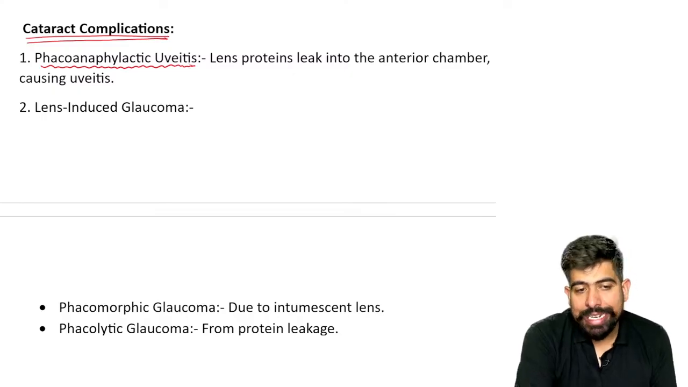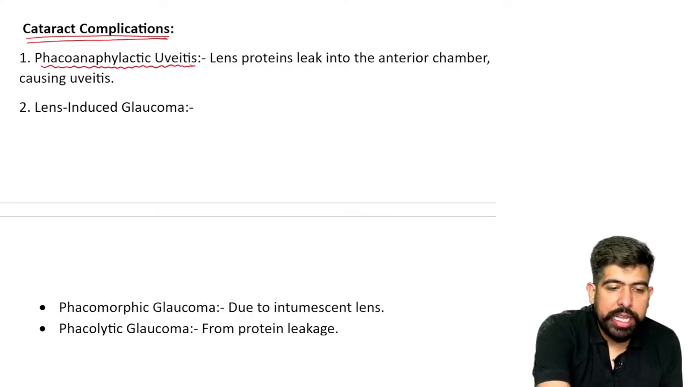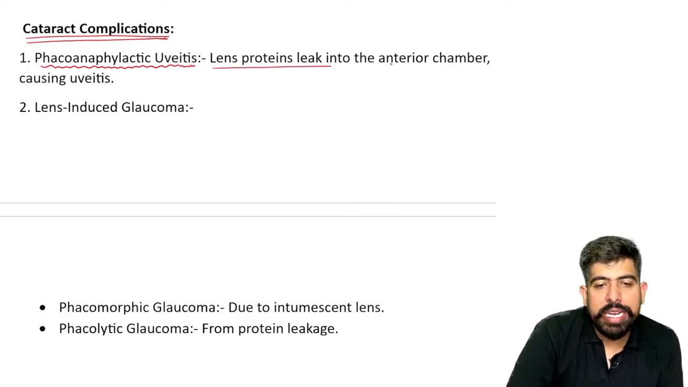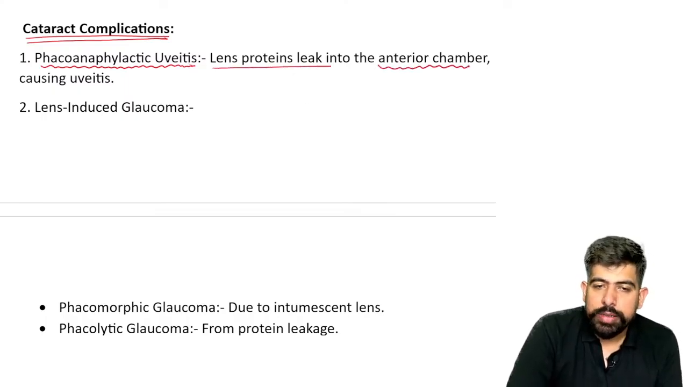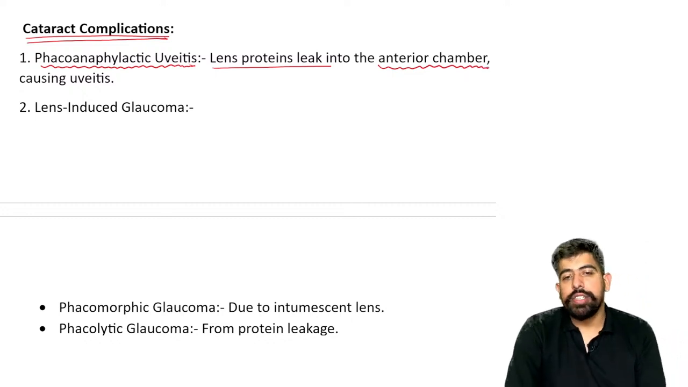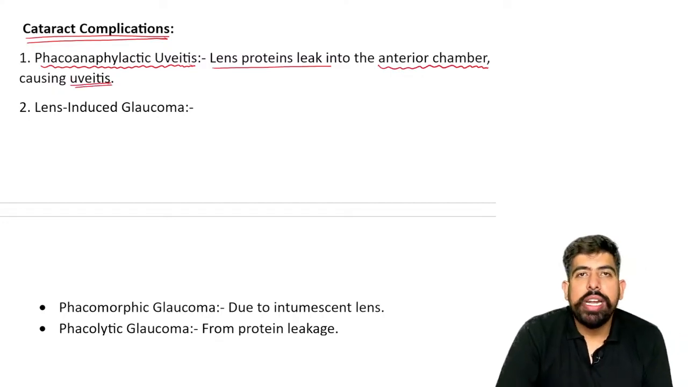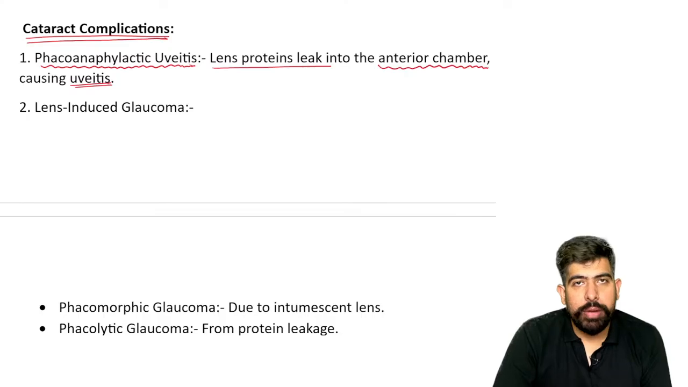Due to the cataract, uveitis can be seen because the lens protein can leak into the anterior chamber. This leaked lens protein can cause uveitis, which is inflammation of the iris, the ciliary body, or the choroid also.